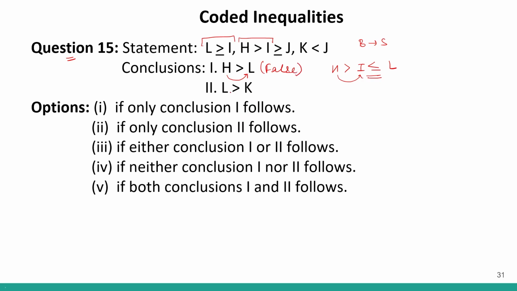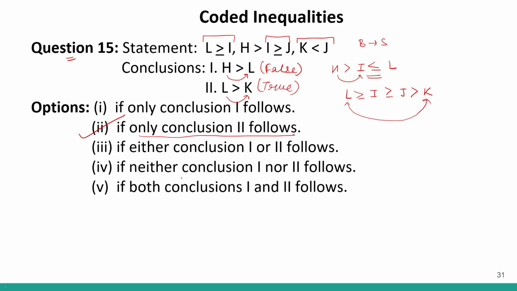Correct? The second statement says that L is greater than K. So we will move from L to K. Now, if I have to move from L to K, I can see relationship between L and I and J and K. So basically it is given to us that L is greater than equal to I is greater than equal to J, and J is greater than K. So based on this information, I can conclude that L is greater than K, right? So this statement will be true. So my answer will be that only conclusion 2 follows. That is option number 2. Clear?